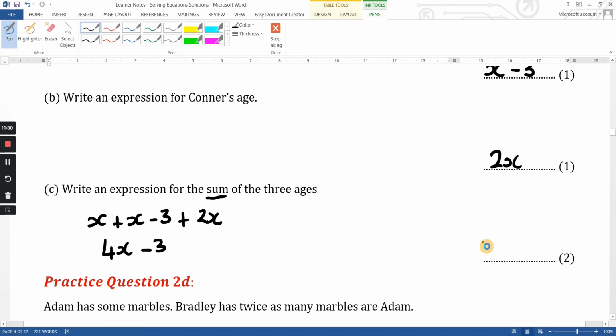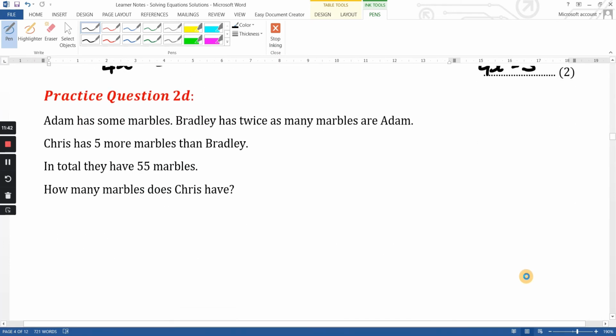And again, you're not going to have an equal sign for this. It's just going to be 2 terms in this case. Yeah, and just leave it like that. You can't simplify that anymore. That's your answer. Practice question 2D.